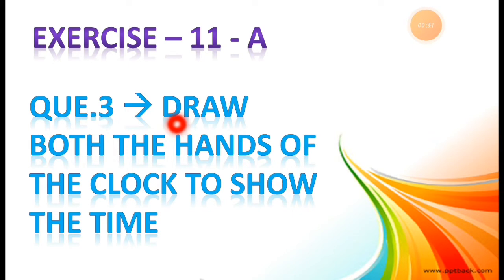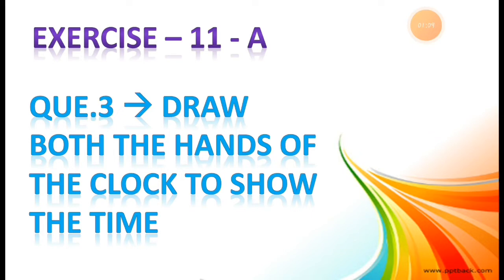So let's read the instruction first. What do we have to do in this question? This is the instruction: draw both the hands of the clock to show the time. The time is already given to us and we have to draw both the hands, a long hand and also a short hand. Both hands we have to draw to show the given time.